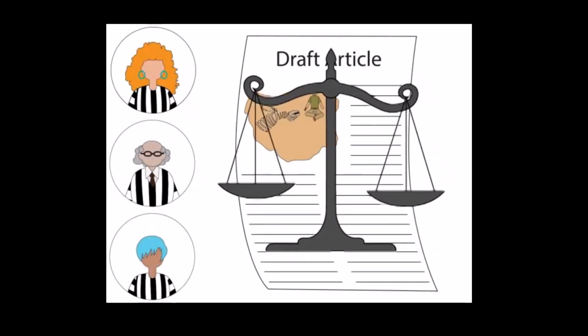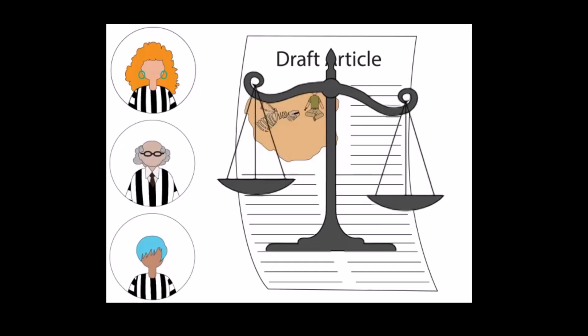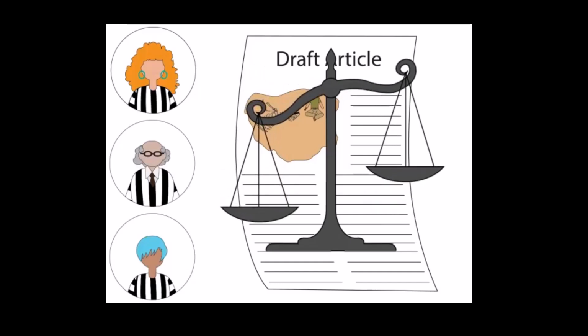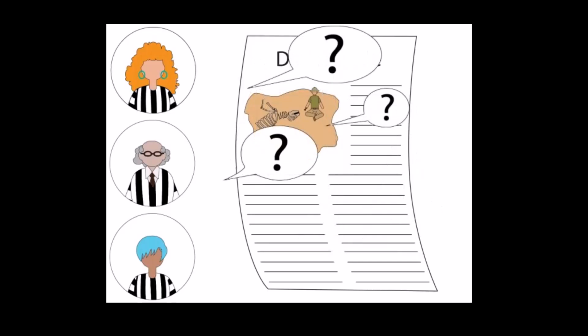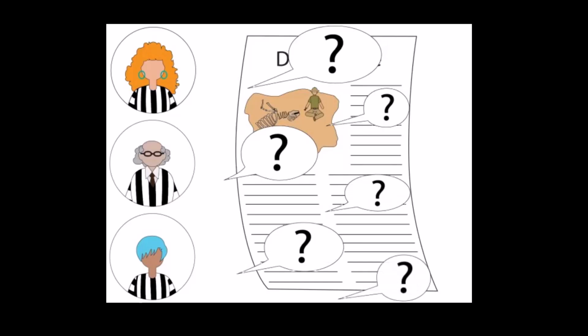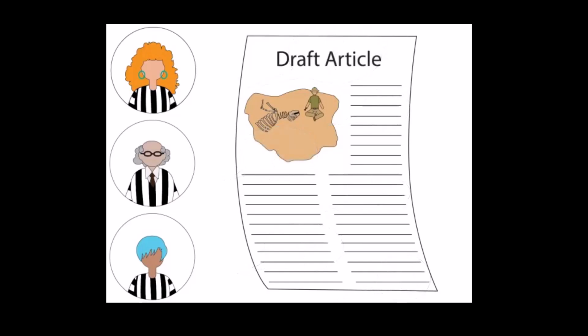Each reviewer evaluates the article by asking questions to judge the quality and significance of the research. Questions like, what is this research about? Is it interesting? Is it important? Is the methodology sound? Are the conclusions logical? And are the findings original? Based on the answers to these questions, the reviewers decide whether the article is worthy of publication in the journal.